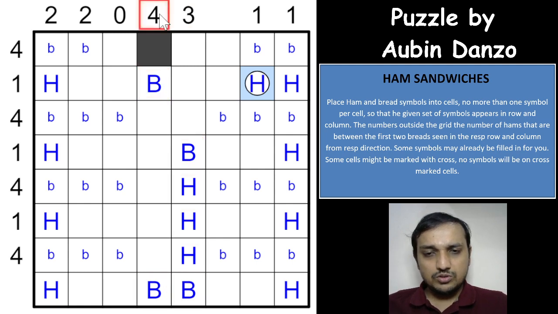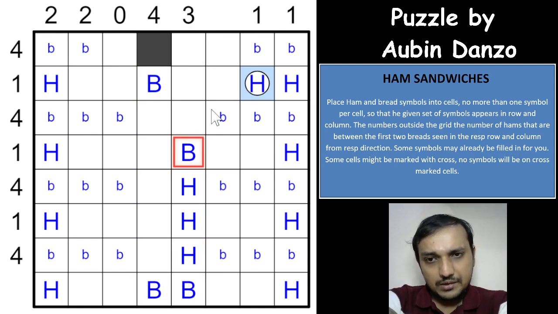We still need to look at the 4th column, I mean to say the column with the clue 4. And what else can we do here?